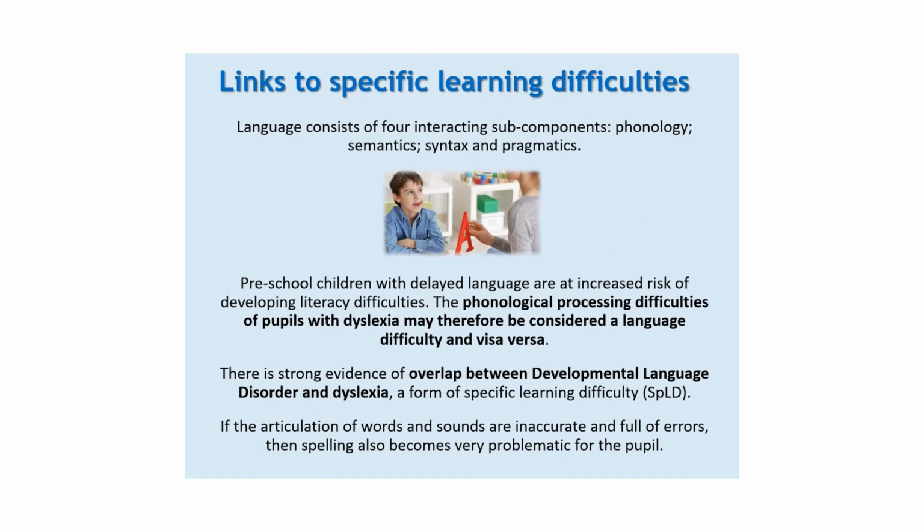Links to specific learning difficulties. Language consists of 4 interacting subcomponents: phonology, semantics, syntax, and pragmatics. Preschool children with delayed language are at increased risk of developing literacy difficulties. The phonological processing difficulties of pupils with dyslexia may therefore be considered a language difficulty and vice versa. There is strong evidence of an overlap between DLD and dyslexia, a form of specific learning difficulty, SPLD. If the articulation of words and sounds are inaccurate and full of errors, then spelling also becomes very problematic for the child.